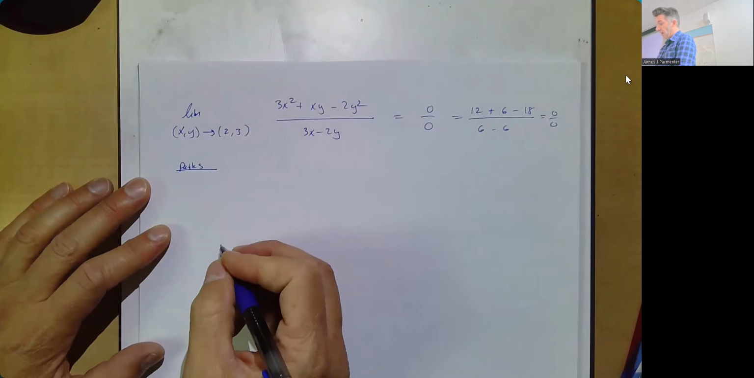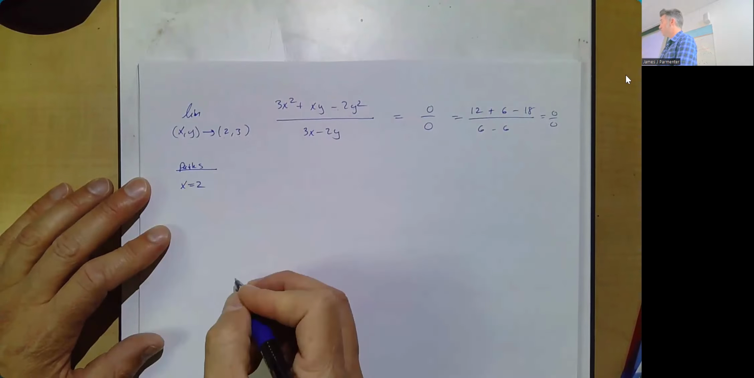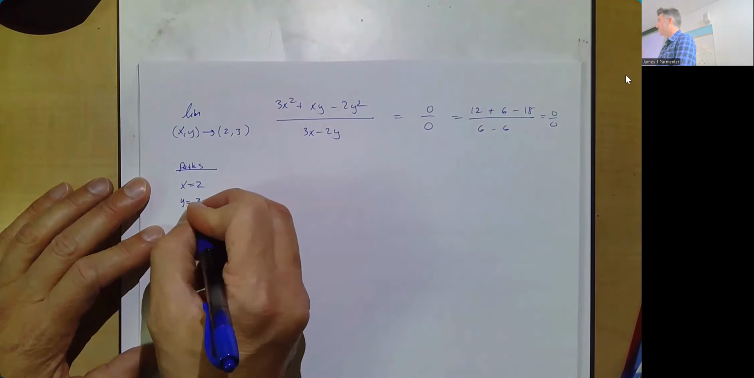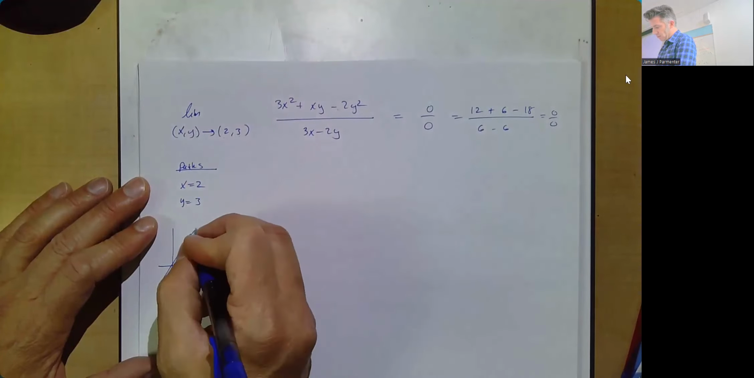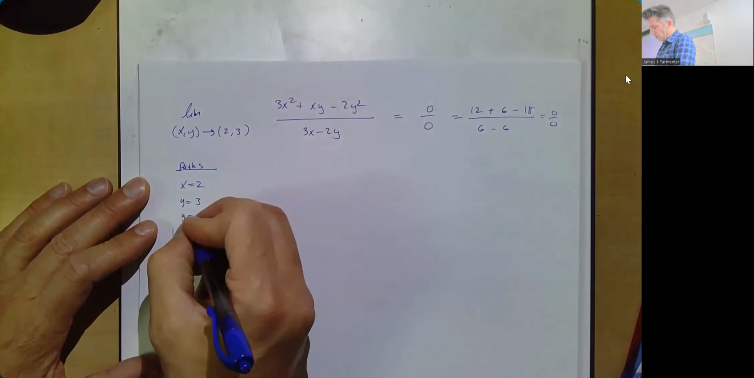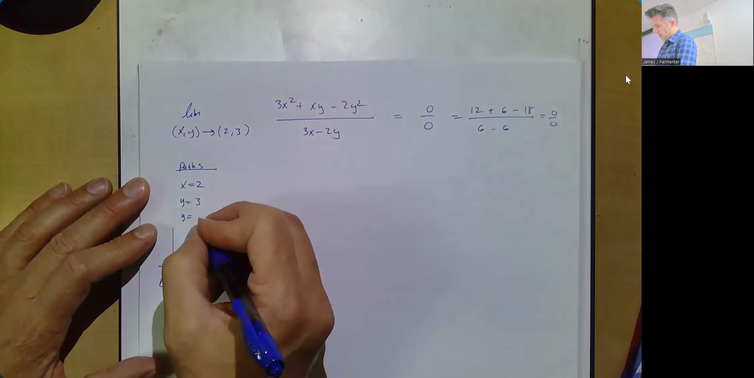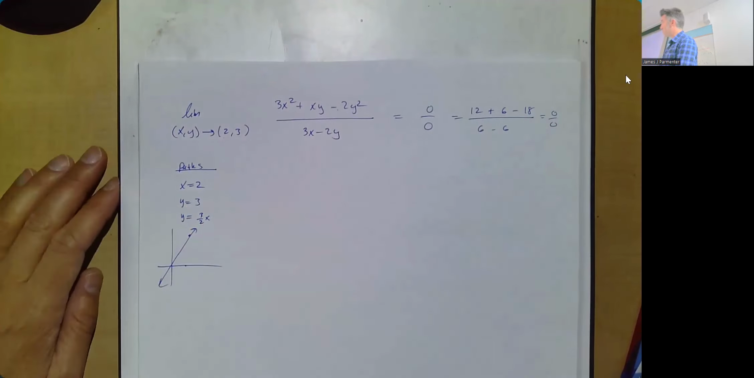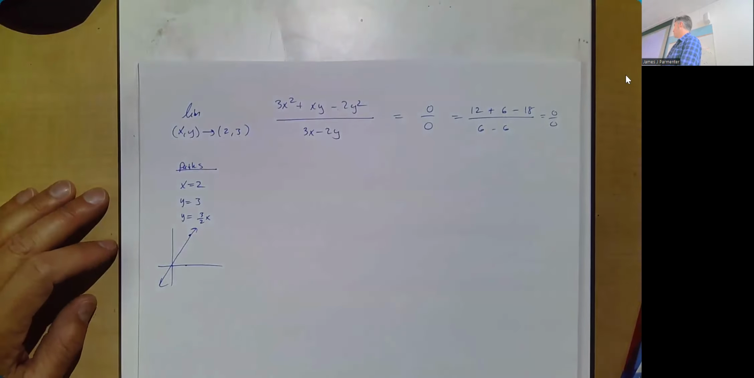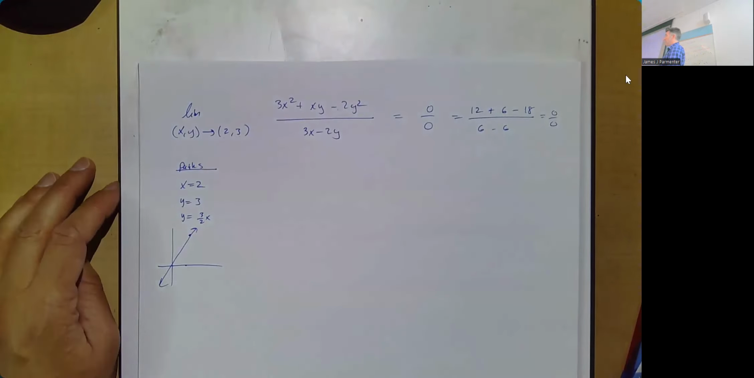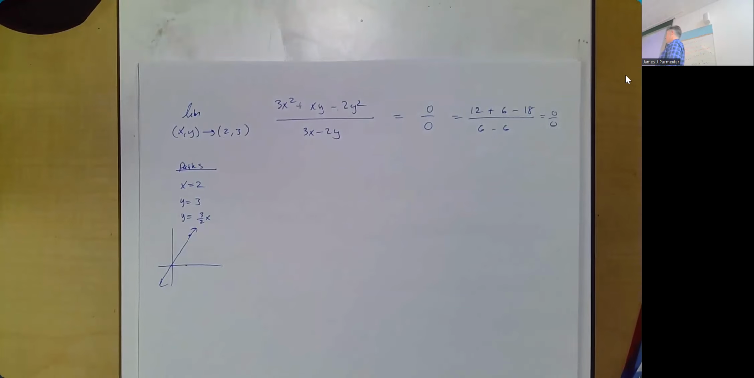You could pick the path x equal to 2. You could pick the path y equal to 3. You could pick the path y equal to 3/2 x. Sure, those are all valid paths that you could try. I'm going to tell you right now, they're not going to yield anything different. Every one of these paths is going to give us the same limit because this limit actually exists.